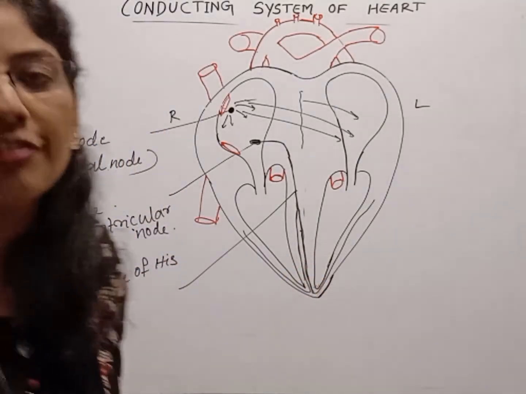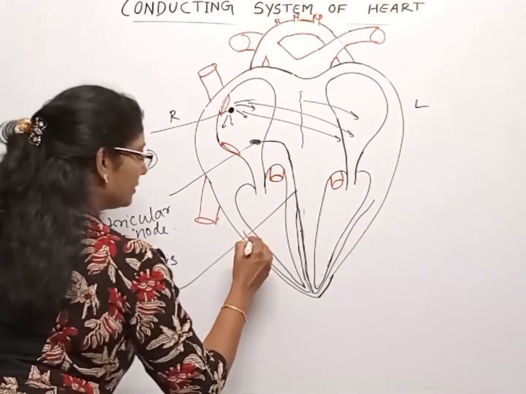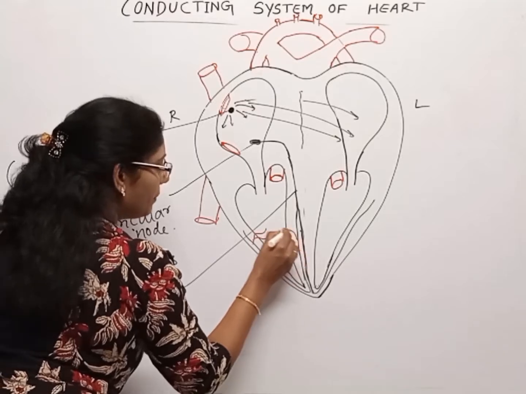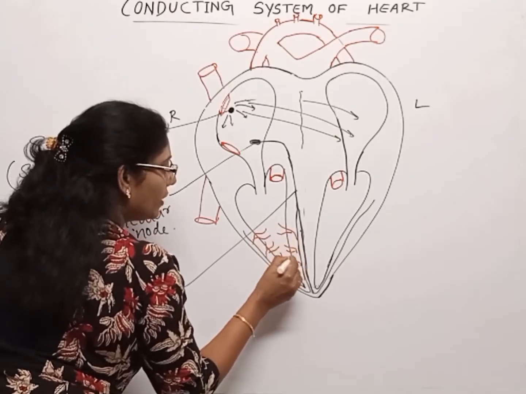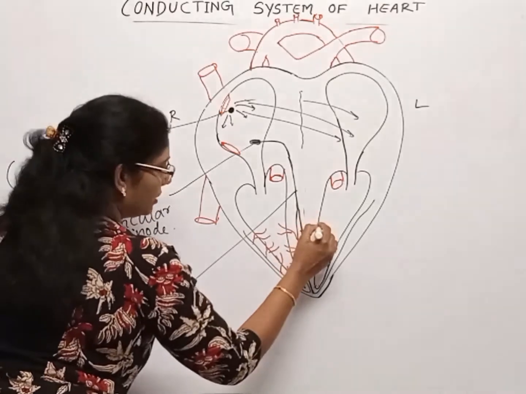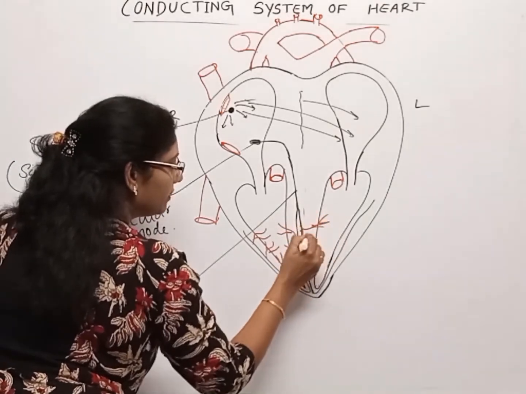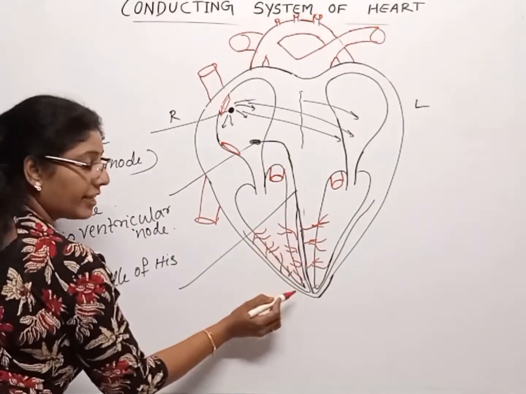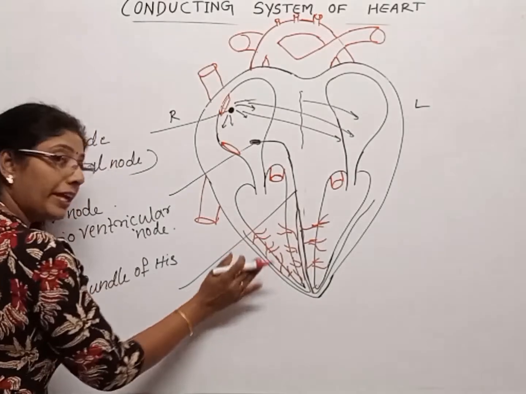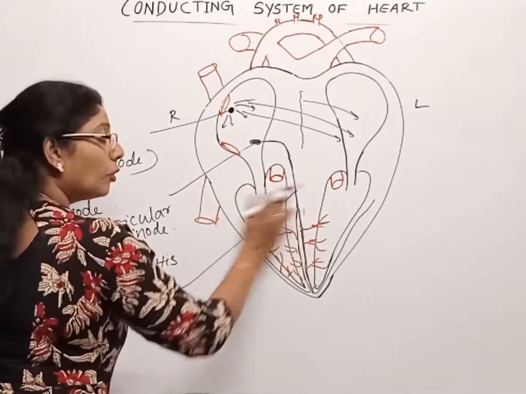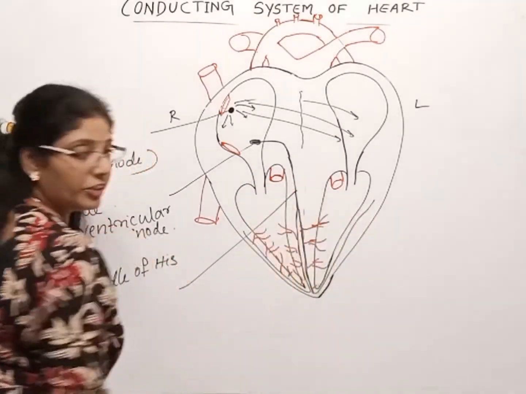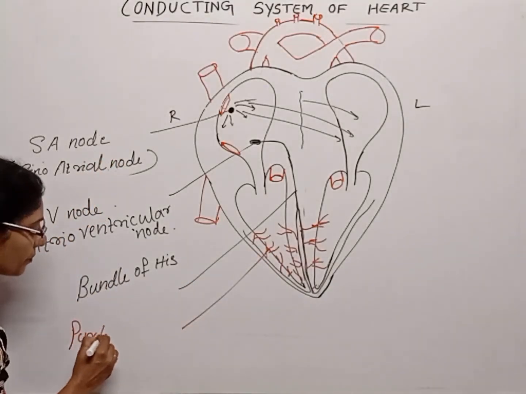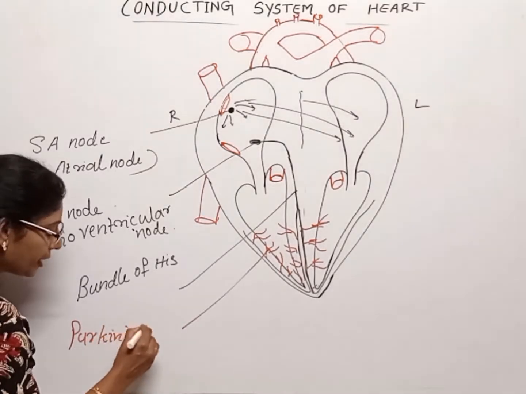Now this bundle of His will again divide, like this, and make a network over the right and left ventricles. Bundle of His will again divide and form a network over both ventricles, right ventricle also, left ventricle also. This is called Purkinje fiber.